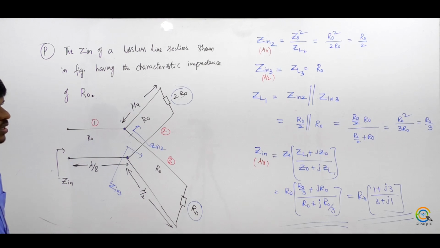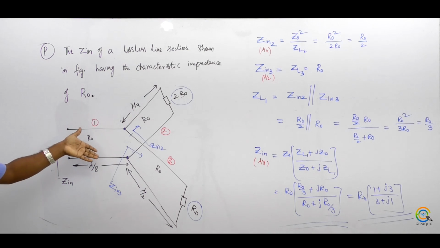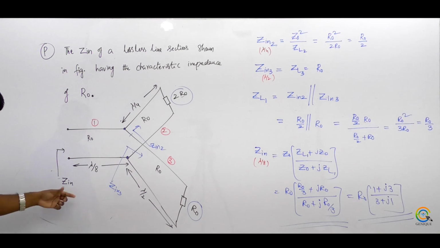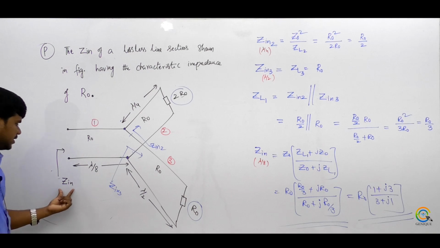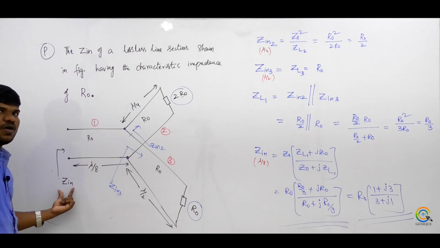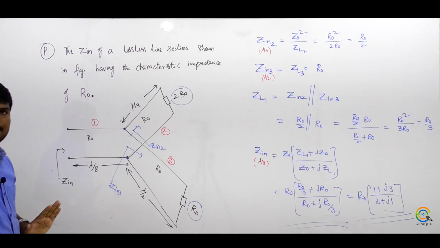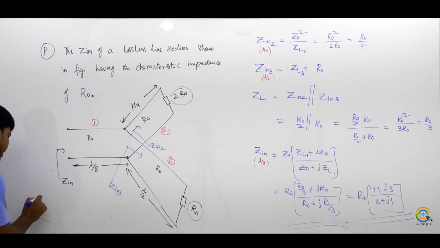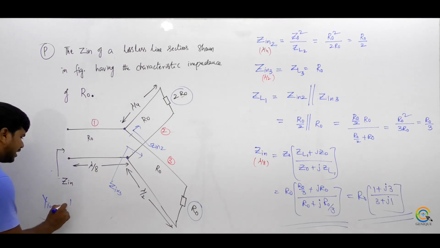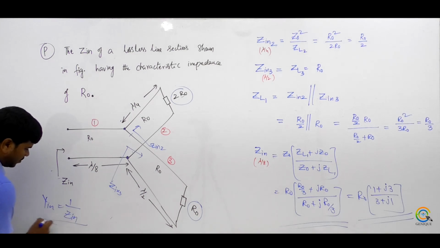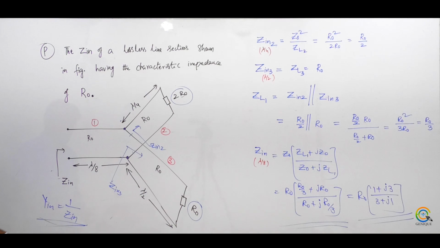I hope you got this. You have to encounter these kinds of problems. Suppose we are asked for the admittance instead of the input impedance, how can you approach? First of all, you have to follow this entire procedure, and after that you have to find Yin, which is equal to 1 divided by Zin.